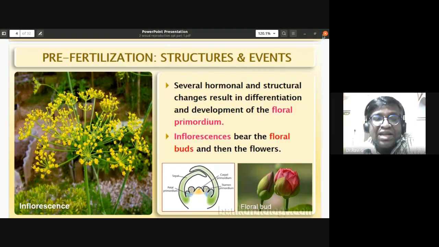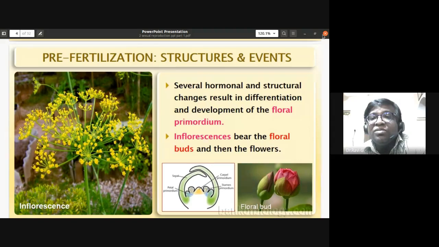In the left slide, you can see an inflorescence. Inflorescence is a collection of flowers on the inflorescence axis. You notice this umbel inflorescence as an example. It is a collection of flowers on the inflorescence axis, and the inflorescence axis we call the peduncle.